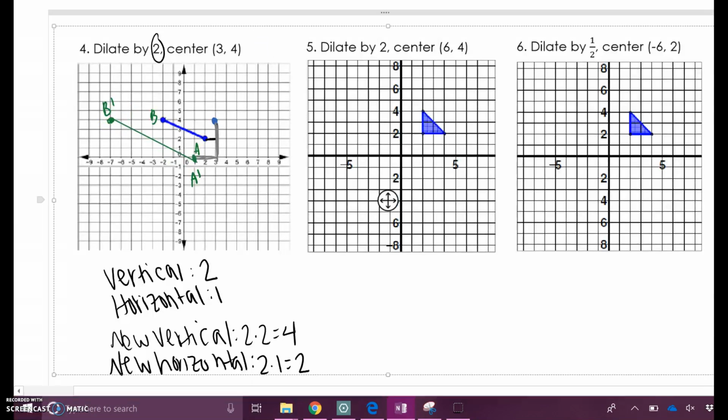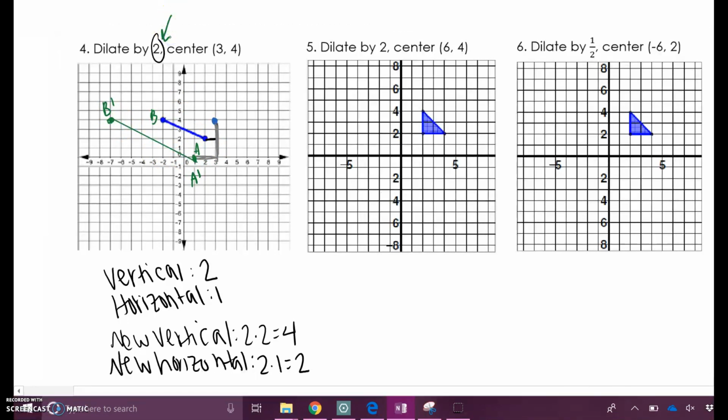Perfect. And if we look at this line, A prime, B prime, this line segment, it's about twice the size of AB, which is exactly what we wanted because our dilation scale factor was 2. What I want you to do with number 5 and number 6 is go ahead and do those on your paper. We'll check them tomorrow in class. Just pause the video and make those 2 graphs for yourself.